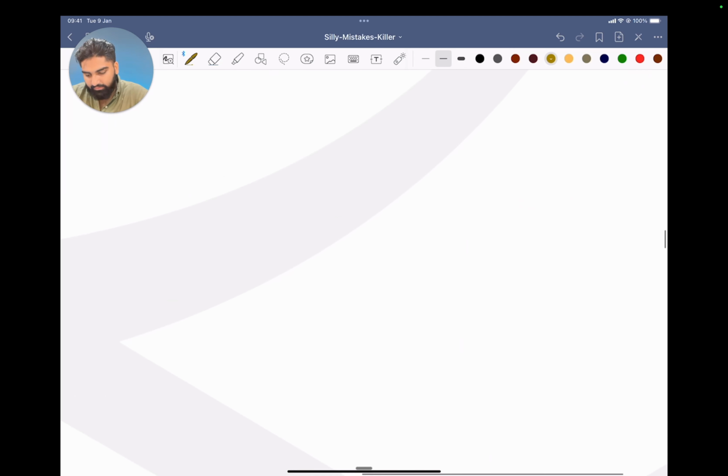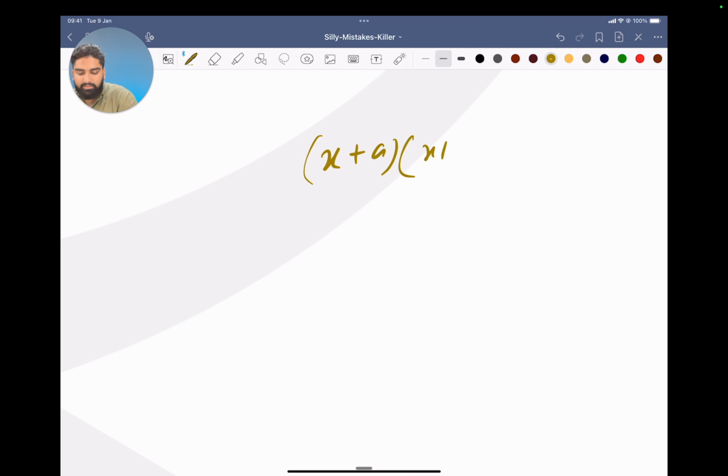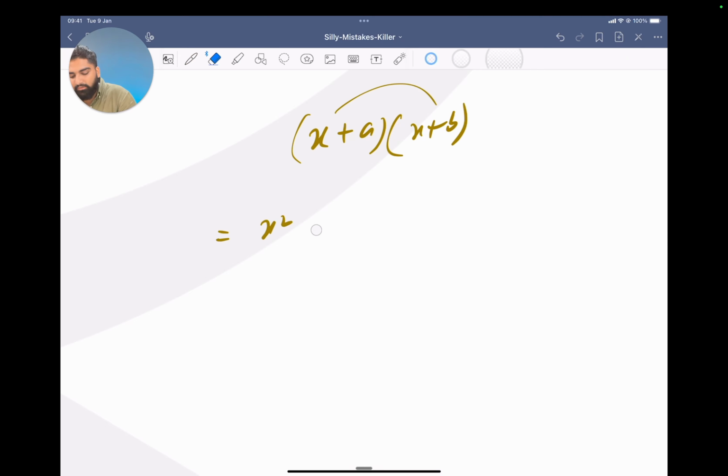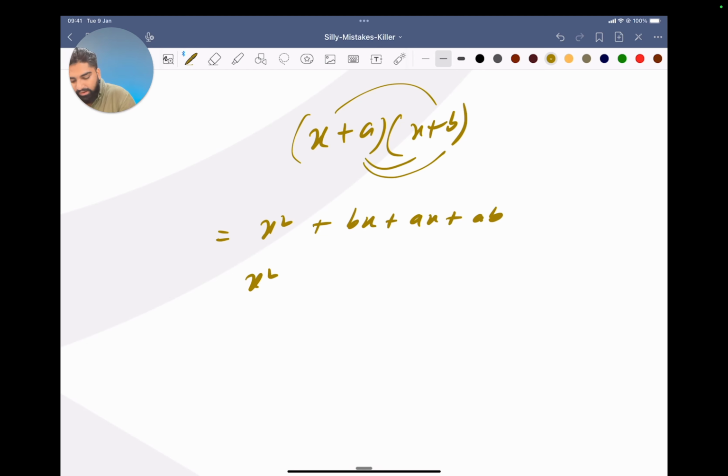I'm going to do this right in this corner. If you have something that looks like this, x plus a times x plus b, so it's not x plus a whole squared. But if it looks something like this, let's expand it. x times x gives you x squared. Then x times b gives you bx. And then a times these 2 gives you ax plus ab. I'm going to just factorize the middle 2 out. So you have a plus b times x plus ab.